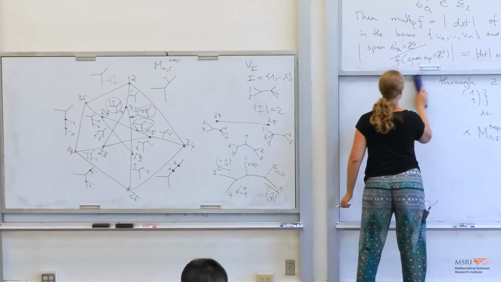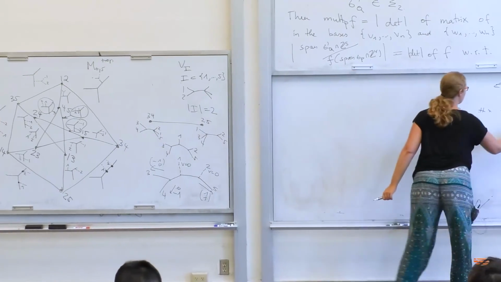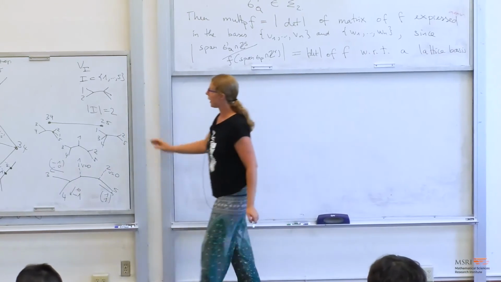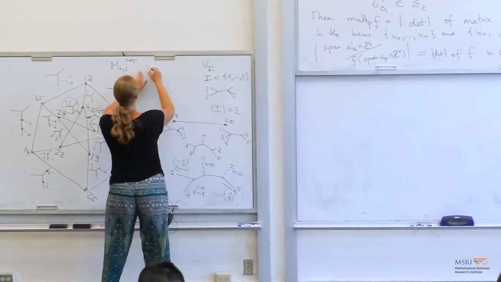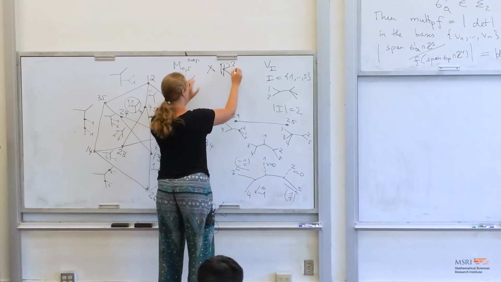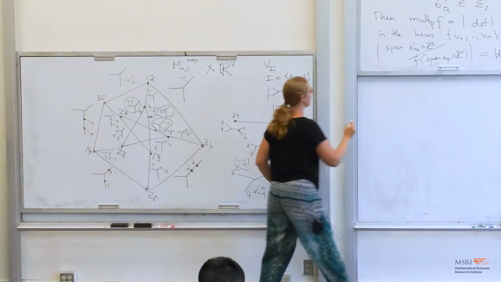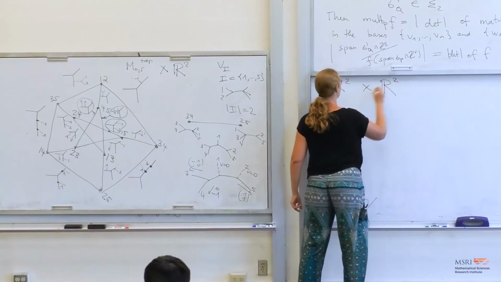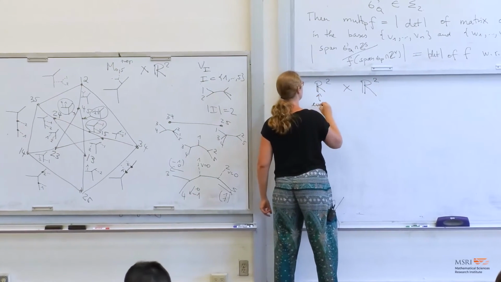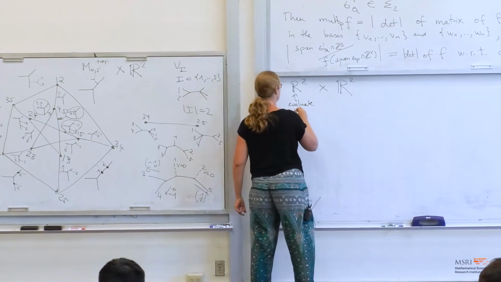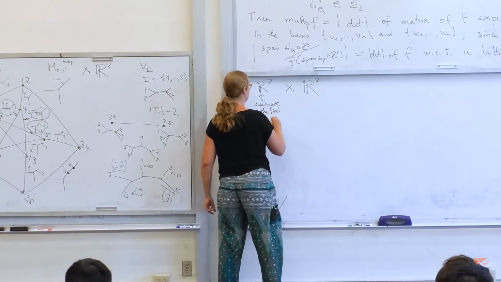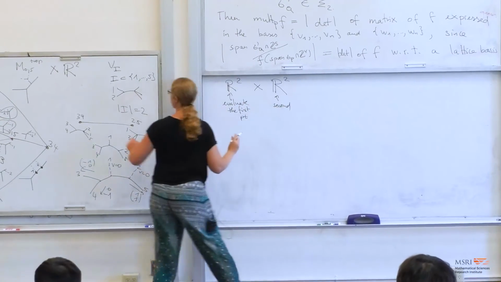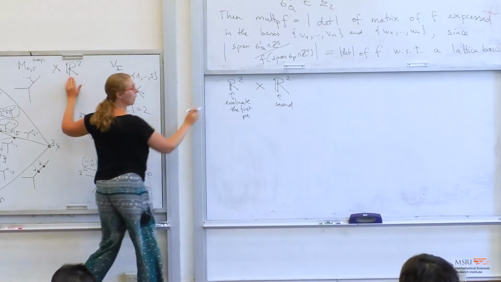So what does the evaluation map do? The evaluation map sends this whole picture times R2, which I'm not drawing, but it's there, okay? Times R2, it sends it to R2 times R2. And this is evaluate the first point. And this is the second. Good, okay. But now this R2 and this R2 are the same, right?